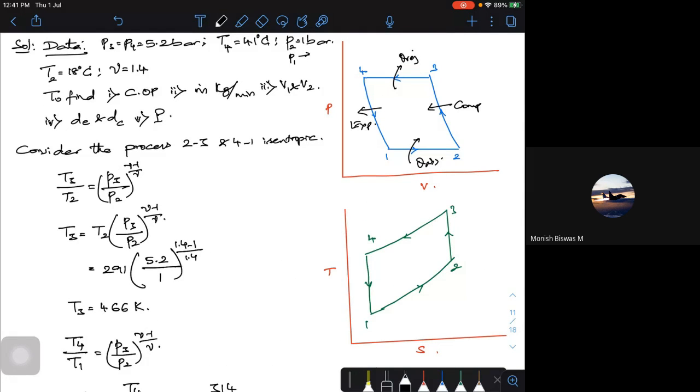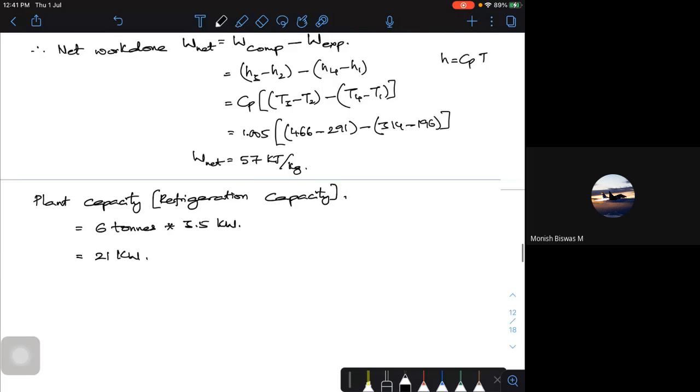What is the refrigeration effect? The refrigeration effect is equal to H2 minus H1 or Cp into T2 minus T1. Now what will be COP? COP will be equal to the refrigeration effect divided by work done. And what is the mass flow rate required actually? That is refrigeration capacity divided by refrigeration effect. Let me go and do that.